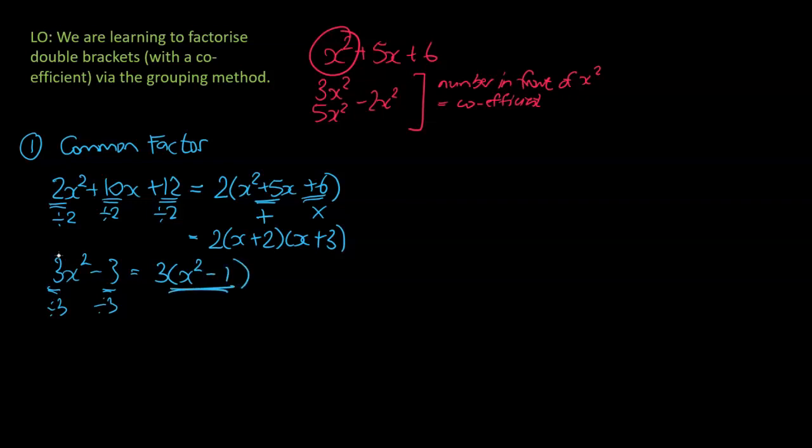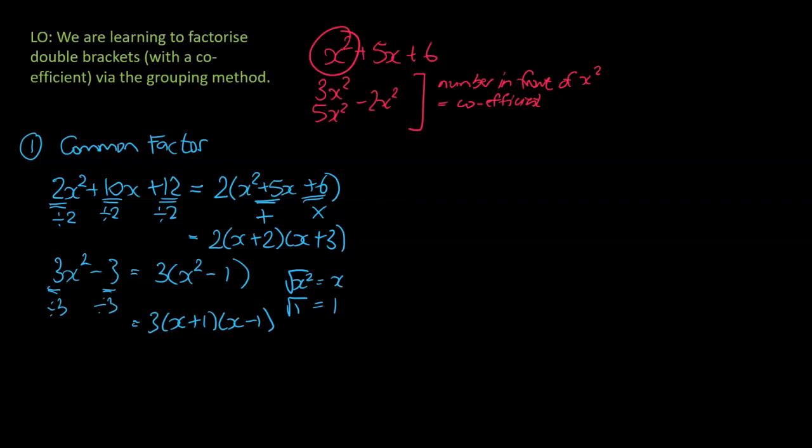And that bit in the middle was a difference between two squares, one that we can go ahead and factorize pretty easily. In this case, the square root of x squared is equal to x, and the square root of 1 is equal to 1. So we've got two squares happening there. So that would be 3 times x plus 1 and then x minus 1. So identifying that common factor is really important.